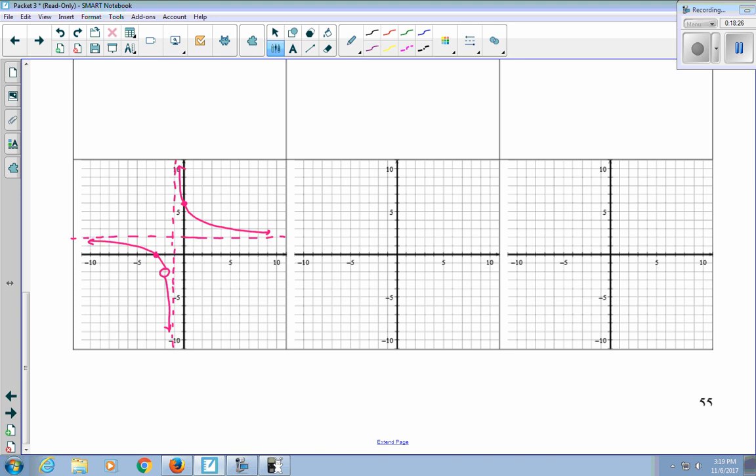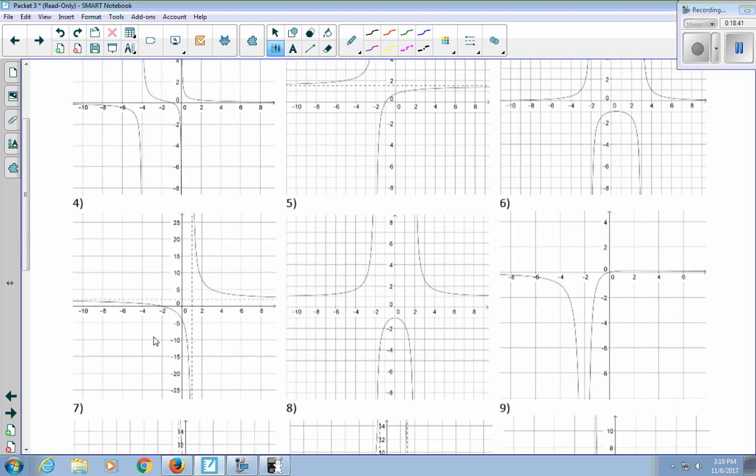We did 4 of the 9 rational functions. I'm going to leave the last half of them for you to do on your own. You do have the answers on the next page of the packet, so you can be sure that you get them all right.